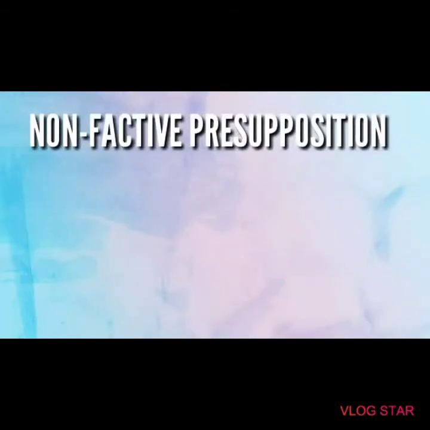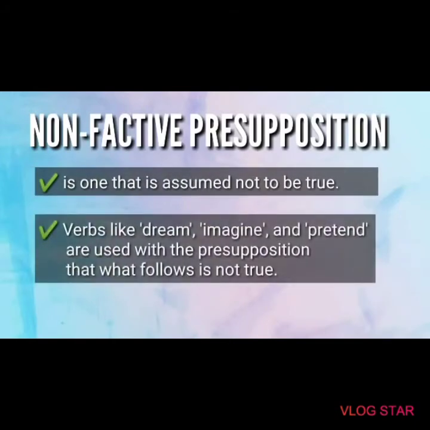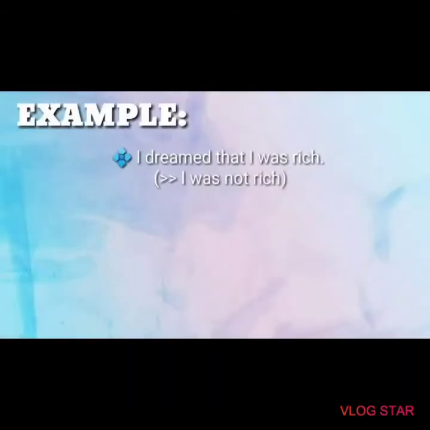Next is non-factive presupposition. It is one that is assumed not to be true. Verbs like dream, imagine, and pretend are used with the presupposition that what follows is not true. Like, for example, "I dreamed that I was rich." That was just a dream. So that means I was not rich.